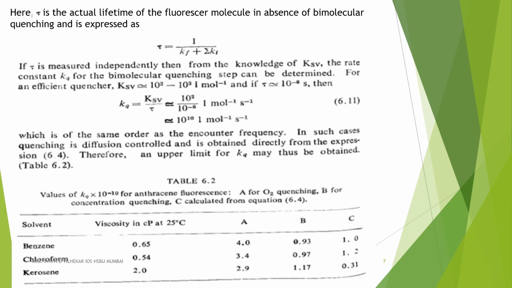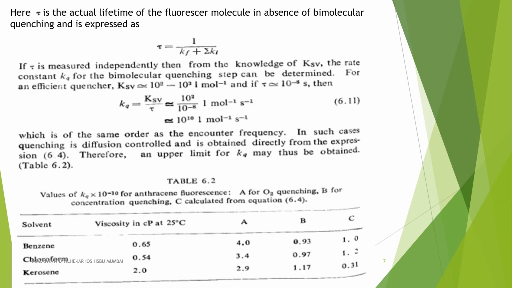And for an efficient quencher, KSV, which is the Stern-Volmer constant, is nearly in the range of 10 to the power 2, 10 to the power 3 liter per mole. And tau, which is the lifetime of the fluorescent molecule, is nearly in the range of 10 to the power minus 8 seconds. So as we know, Kq is equal to KSV divided by tau.